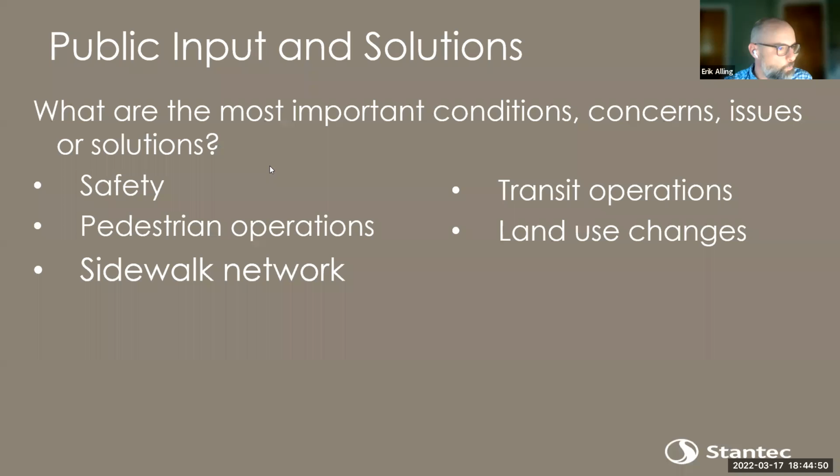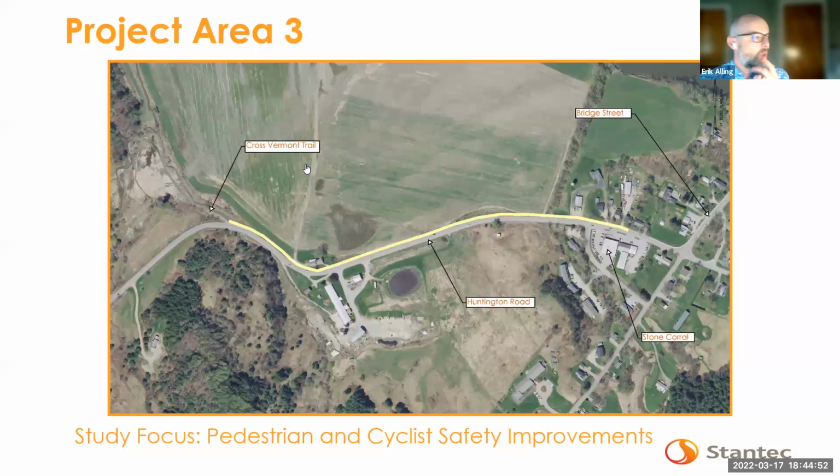All right. So moving on to project area 3, we looked at Huntington Road between the Cross Vermont Trailhead and Stone Corral Brewery, which would tie into the existing sidewalk that ends right about here and carries back up into the village. And so for this one, as opposed to the other two, we were looking at improvements for both pedestrians and cyclists, given the number of cyclists that ride along this road.